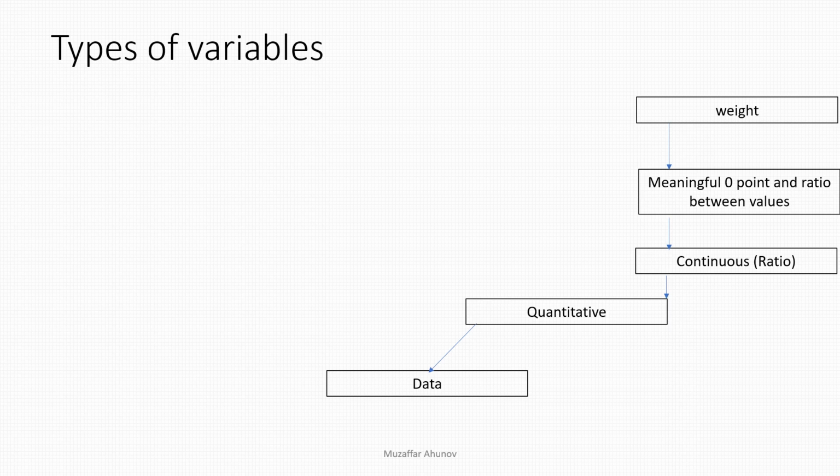Another feature of a ratio scale is that these variables are real numbers. Therefore, differences have a meaning. Let's take an example of two individuals. One individual is 60 kilos, another individual is 40 kilos. The difference is 20 kilos. The difference does have a meaning. Therefore, weight is a continuous variable, and a continuous variable is a part of quantitative variable.